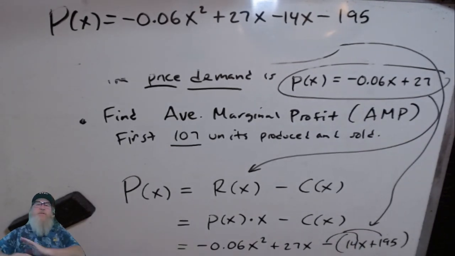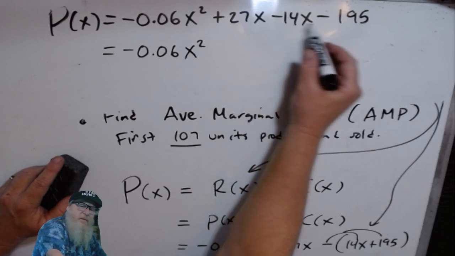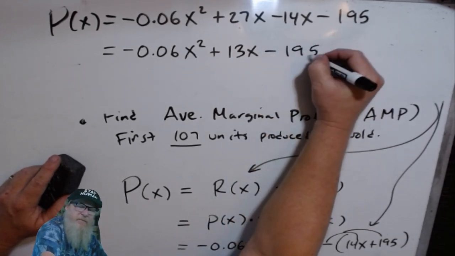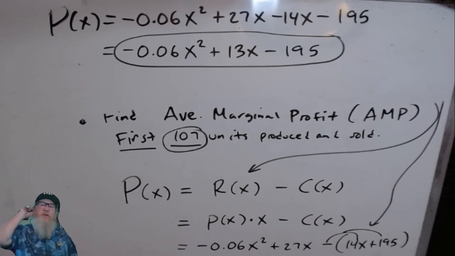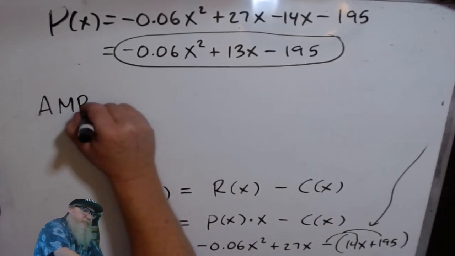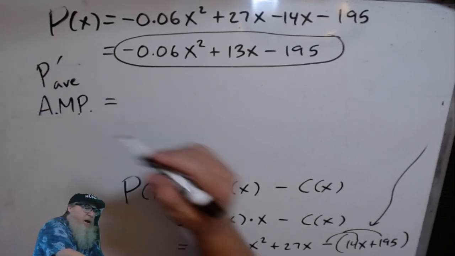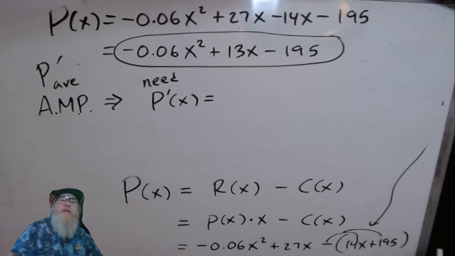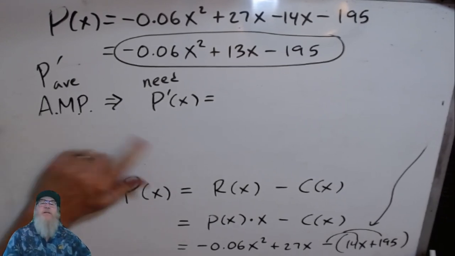This negative, of course, distributes just like it always did. Make sure you combine the like terms. 27 minus 14 is 13x minus 195. All right, so that's our profit model. And now we're going to produce and sell the first 107 units and find the AMP, or P prime av. So we need P prime first. We're not ready to find the amp yet because we don't have the marginal. So first we need the margin.